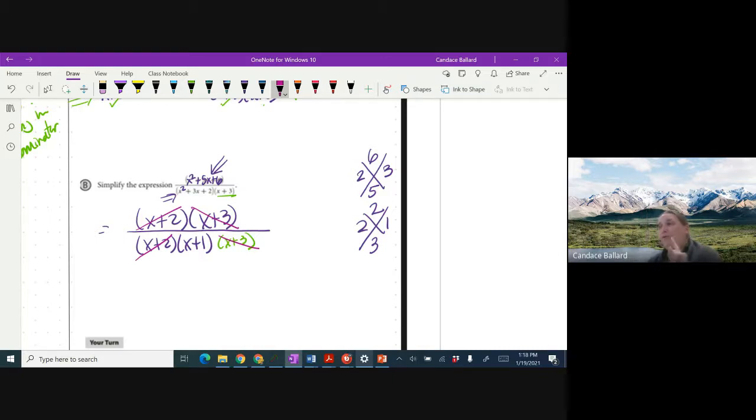Now, I want you to think about this question very carefully. Technically, what's left in the numerator? What is left in the numerator? Make sure you're looking at the numerator, not the denominator. Oh, we're gonna have some. Ooh, interesting. I'm really glad I asked this question.